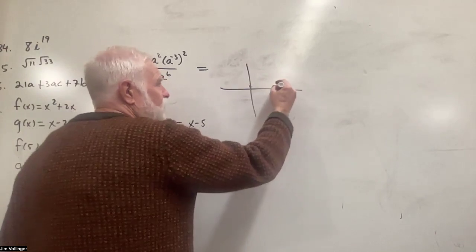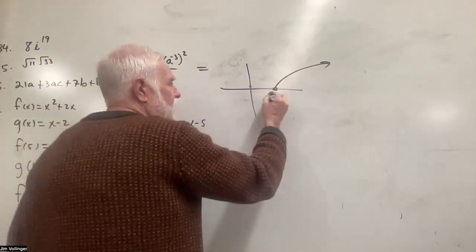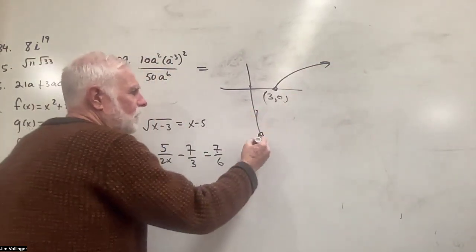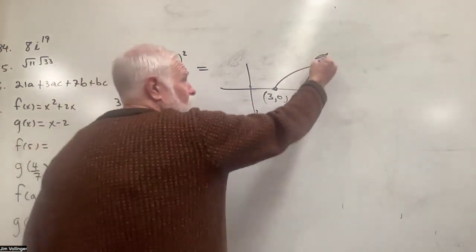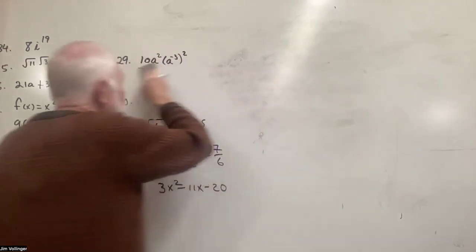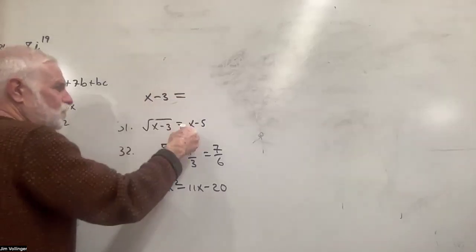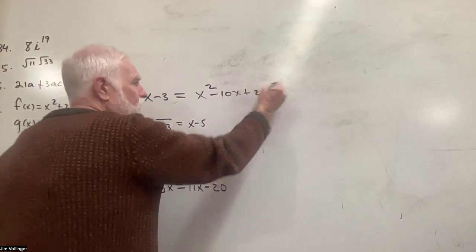The square root of x minus 3 is actually a square root function that grows slowly to the right and starts at 3. x minus 5 goes up 1 to 1, right? So I can see this is only going to have one answer. So what do we do? Inverse operations. I'm going to square the left. That gets me x minus 3. And if I square the right, that's why binomial squaring is so important.